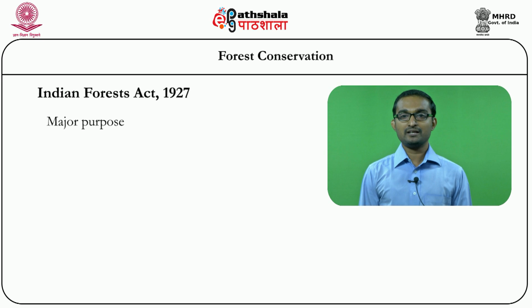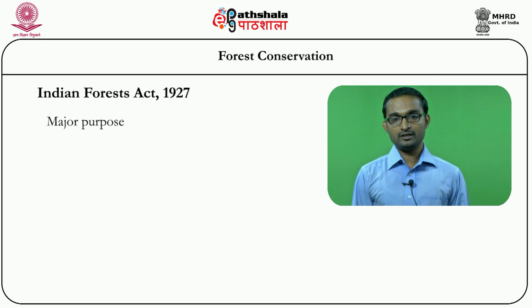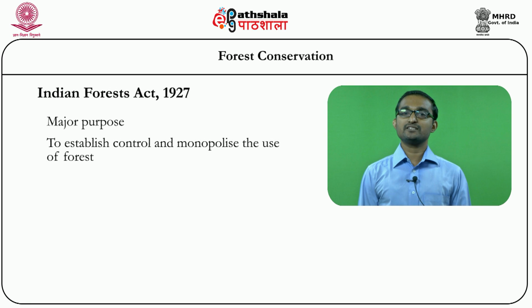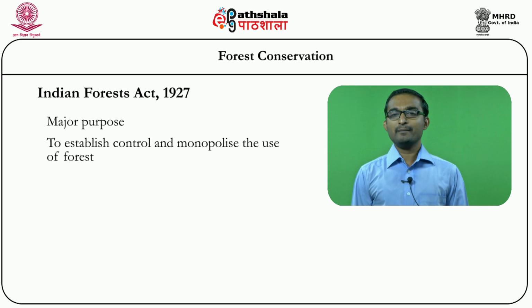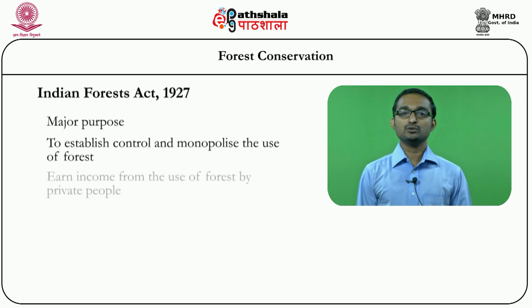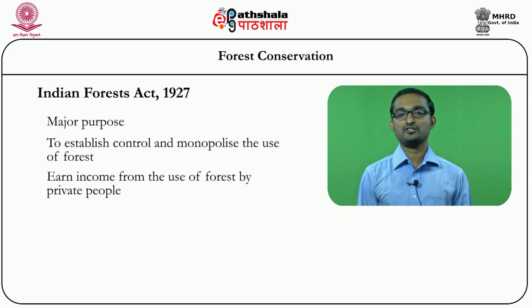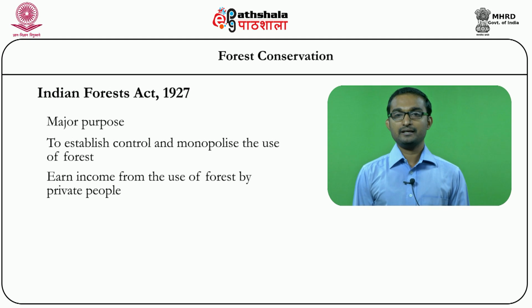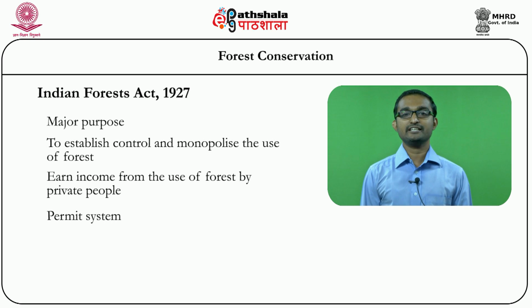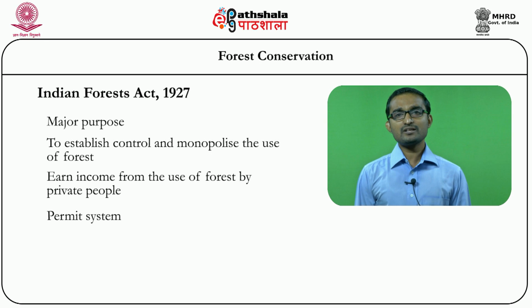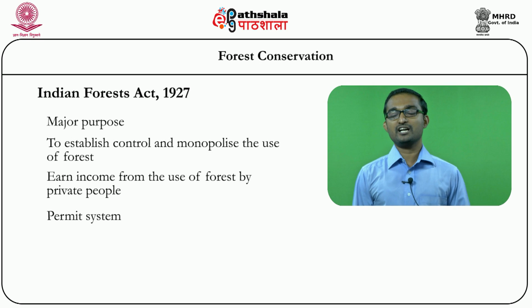Some of these major points are: the Indian Forest Act 1927 sought to establish control and monopolize the use of forest. And the major idea was for the colonial state to earn income from the use of forest and forest produce. And this is quite evident from a number of other provisions in the Indian Forest Act. For example, look at the permit system as envisaged under the Indian Forest Act. The Act, even though it prohibits a number of activities, those are not absolute prohibitions. Many of these activities can be allowed provided the government permits it.